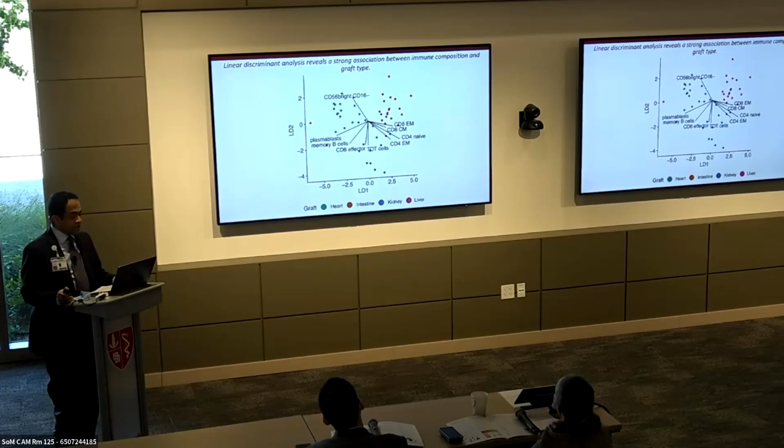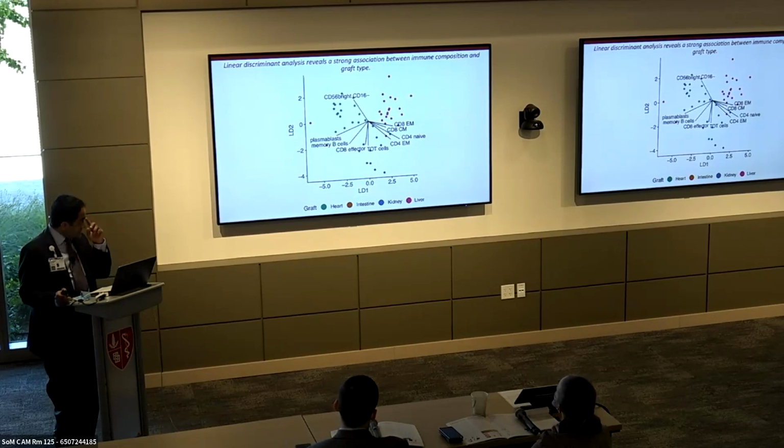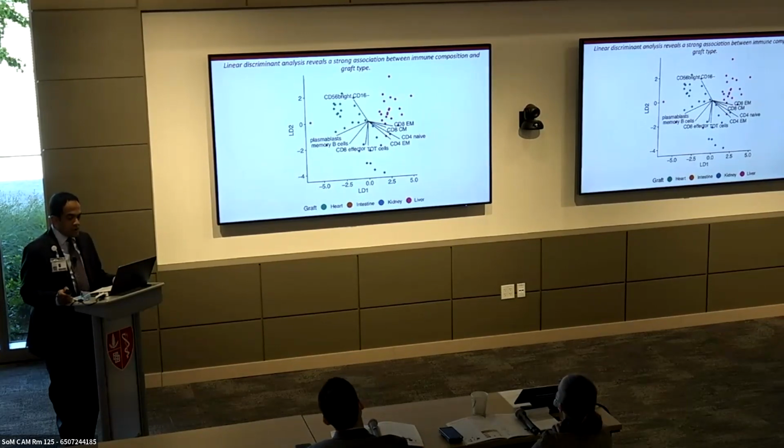heart patients are actually enriched in subpopulations of natural killer cells, the CD56 bright, CD16 negative cells, while certain CD8 populations are enriched in liver recipients. So these data again suggest that the immune response of the human differs based on the type of the allograft that is received, and we are currently exploring the basis for why this occurs.